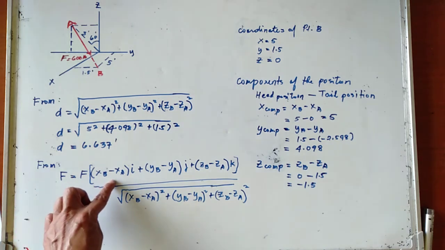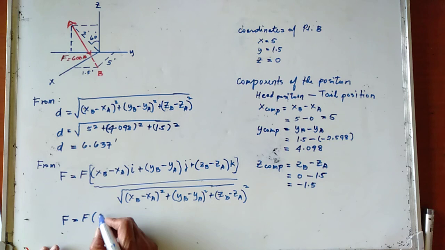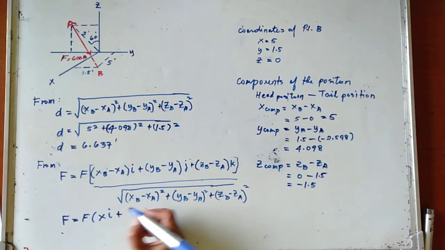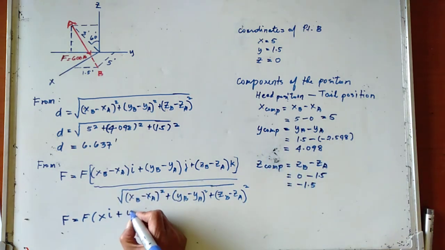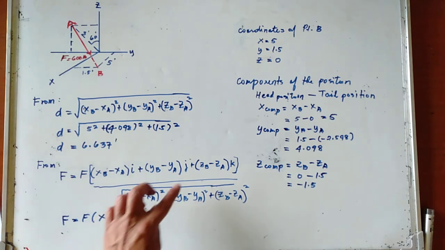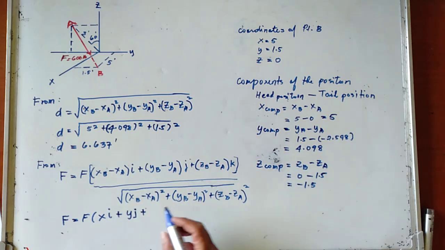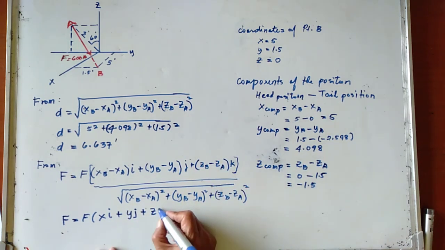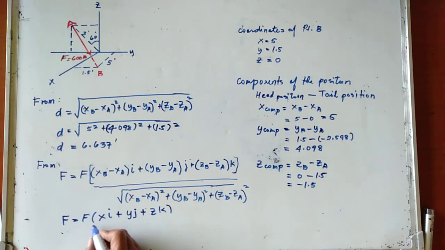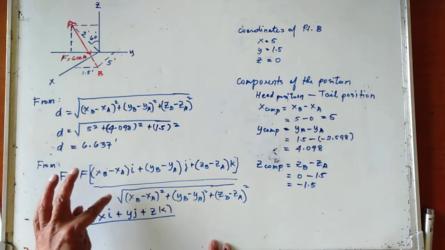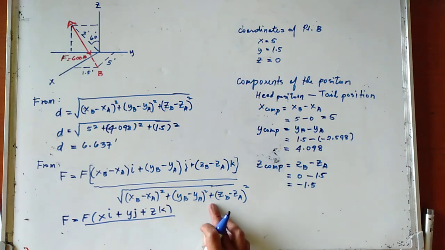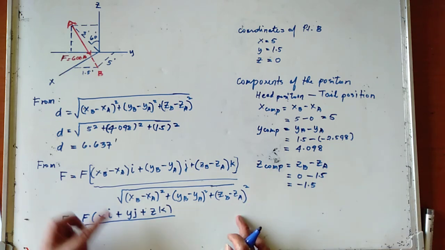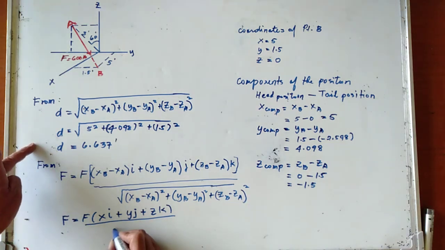your XB minus XA, which is now the x component, multiplied by a unit vector i. Plus YB minus YA is the y component, multiplied by a unit vector j. Plus ZB minus ZA is the z component, multiplied by a unit vector k. All over the square root of XB minus XA squared plus YB minus YA squared plus ZB minus ZA squared, which is now equal to d.